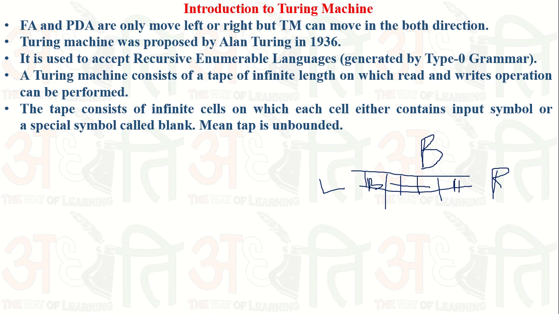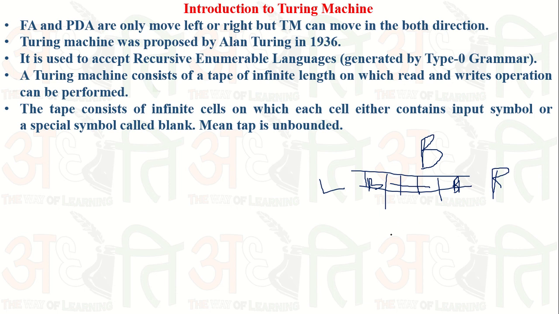We can add multiple B's, which simply represent blank: it does not contain any input string beyond this B. The B on the left side represents the blank on the left, and the B on the right side represents the blank on the right. So each cell either contains an input symbol or the special symbol called blank. The tape is unbounded, unlimited, we can say infinite.